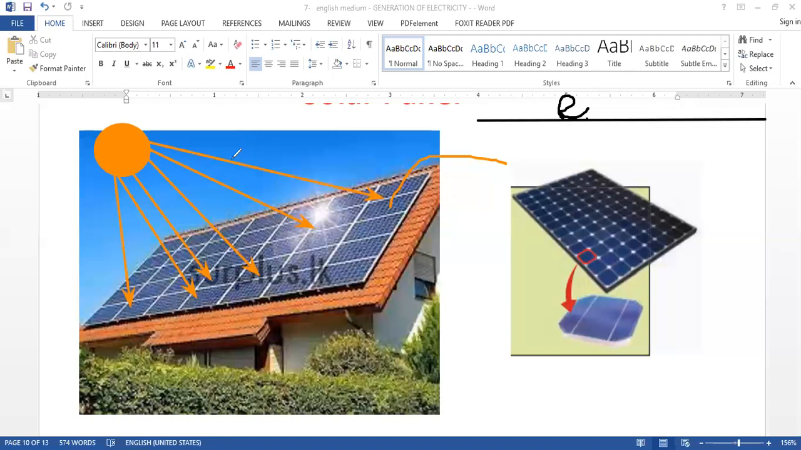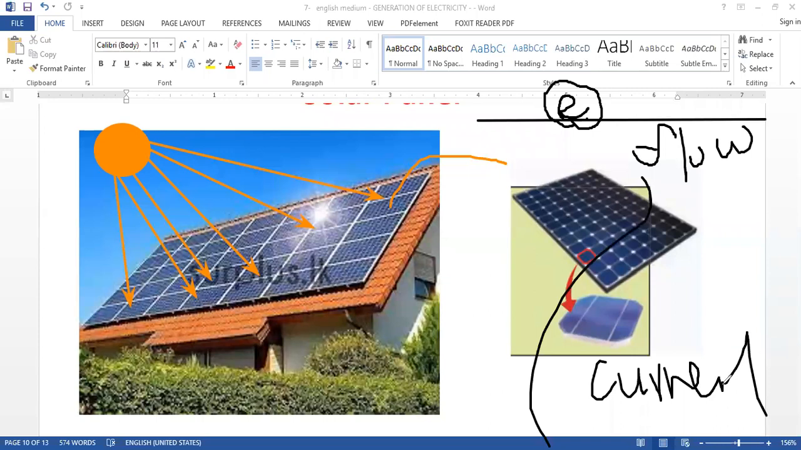When light falls, the electrons inside will flow. What is happening? Positive charges and negative charges, and when electrons flow, what will be produced? Electricity is produced. Current is produced. That is how the current is produced in a solar system or solar panel, right?